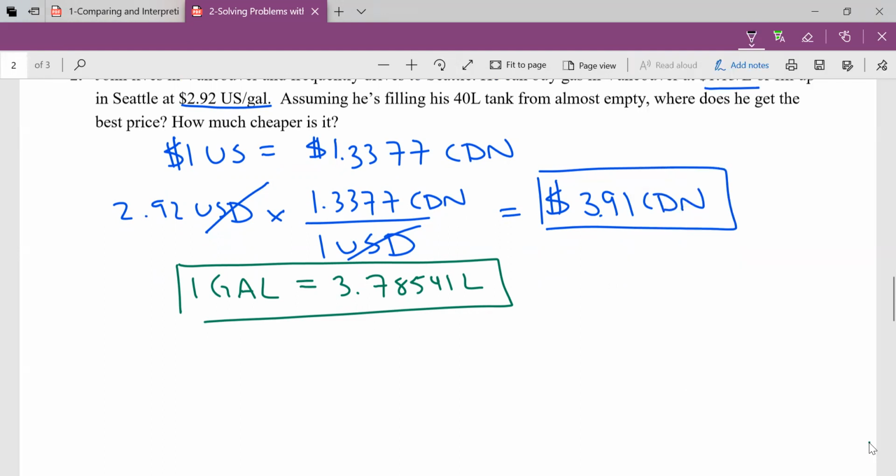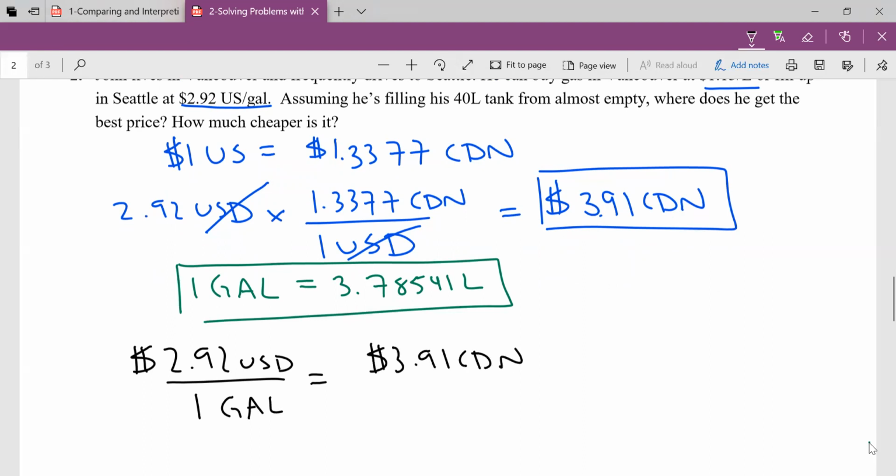Okay, so what we are about to figure out is that $2.92 US per 1 gallon is the same as $3.91 Canadian per 3.78541 liters, which, when we calculate that, is roughly $1.03 per liter.